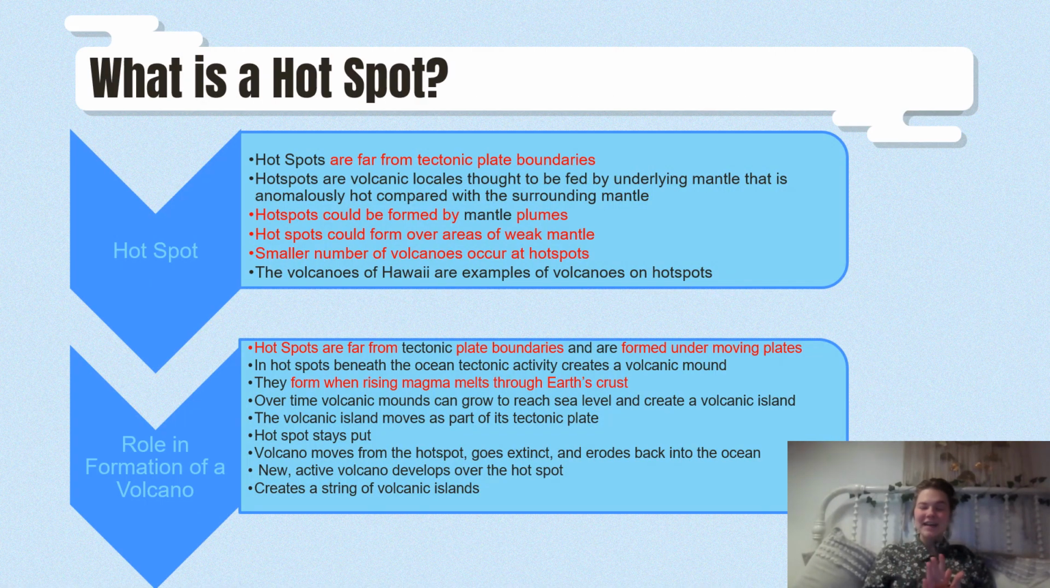So moving on to our next and final reason for eruptions, we have hotspots. Hotspots are located farther away from plate boundaries and form under moving plates. They also form from rising magma that melts under the Earth's crust.